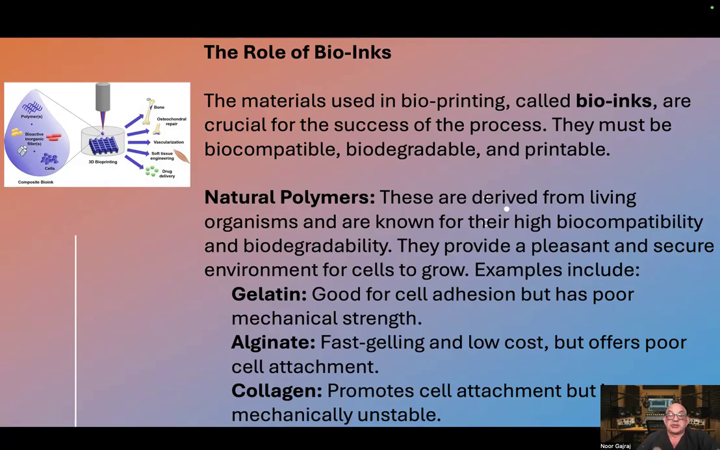Examples include gelatin, good for cell adhesion but has poor mechanical strength. Alginate, fast gelling and low cost, but offers poor cell attachment. Collagen promotes cell attachment, but is mechanically unstable.